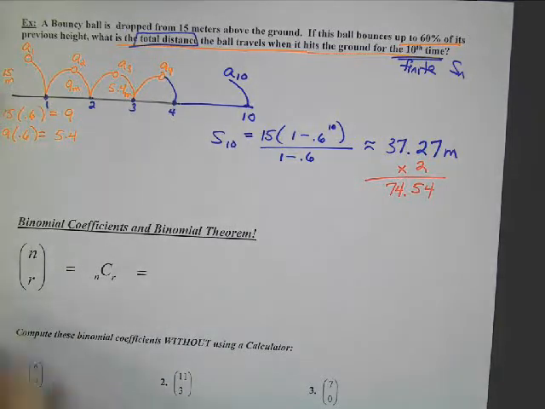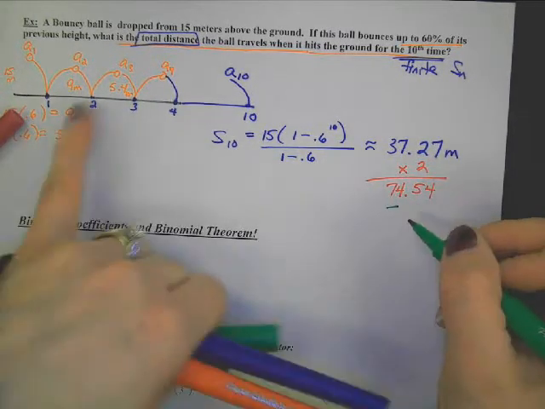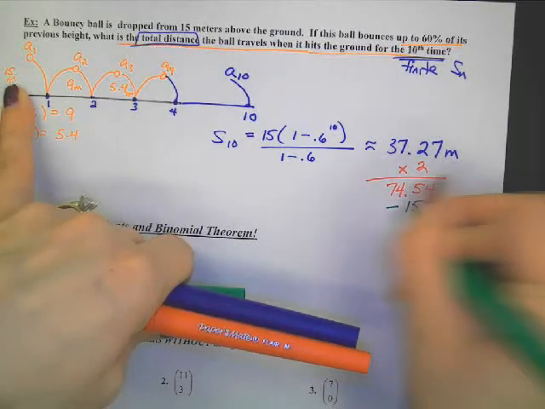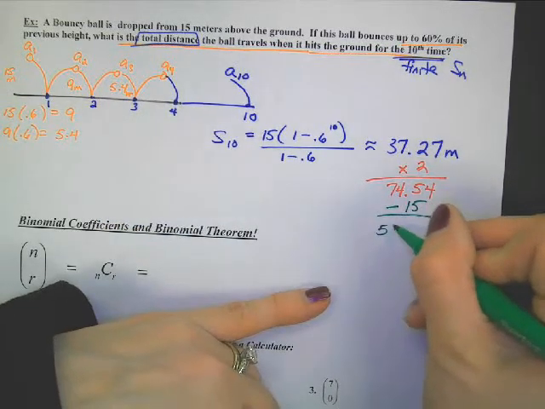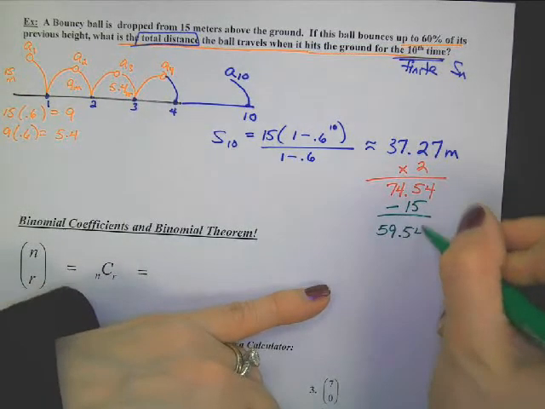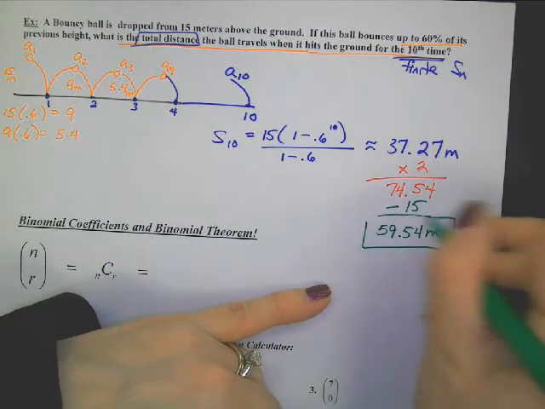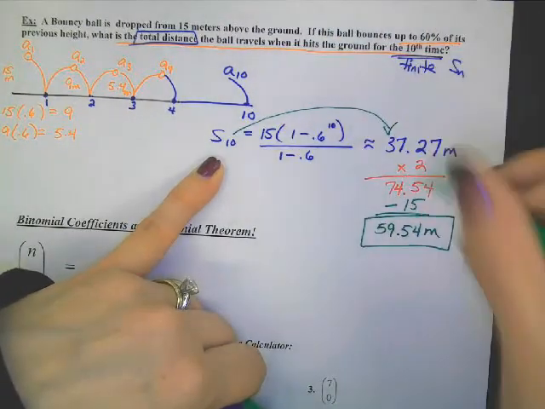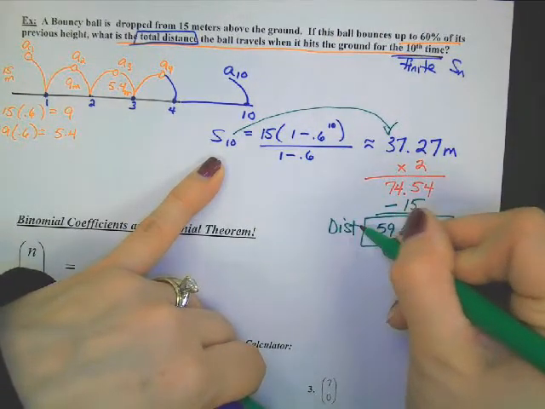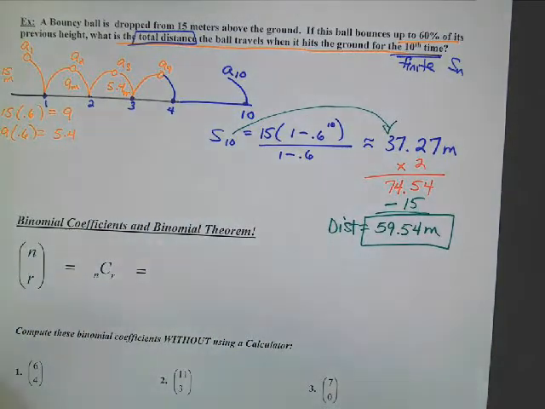What we're going to do here is subtract. Subtract the first one, subtract 15. And that's going to give us 59.54 meters. Okay, don't call that S sub 10. S sub 10 is there. This is the distance. I'll label it distance.